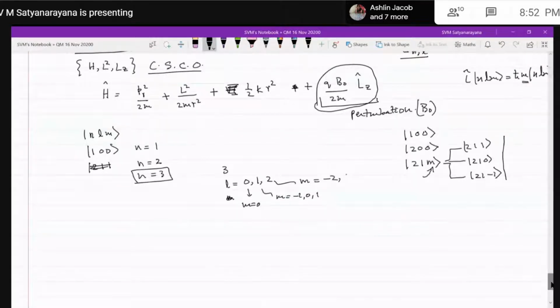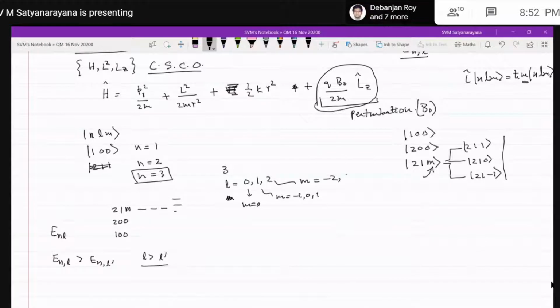So I think what I'm saying is that the energy should depend on n and l. So 100 is the ground state, and 200 is next, and also there is a result that E_nl is greater than E_nl' if l is greater than l', because angular momentum increases, so the energy also increases. So that means we will have this as your first excited state. Then 21m will be a second excited state. This will be degenerate, and when you apply this magnetic field, this degeneracy will get fixed.